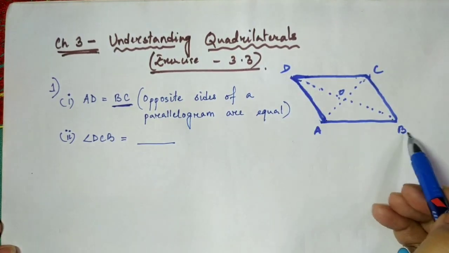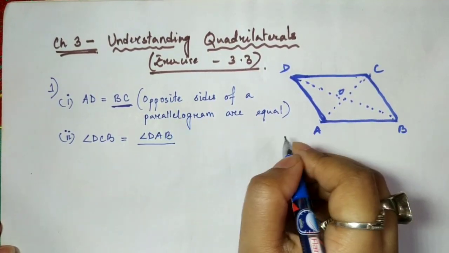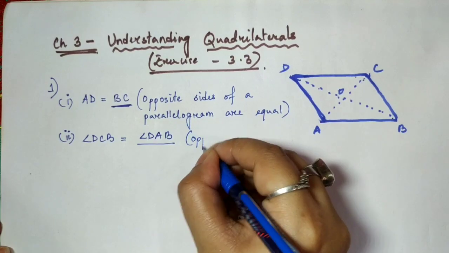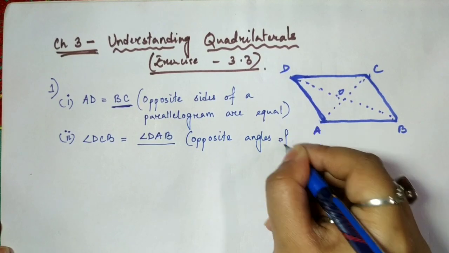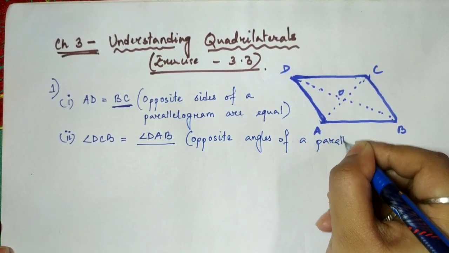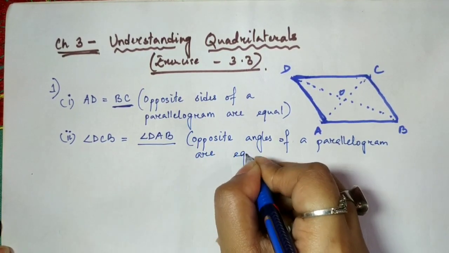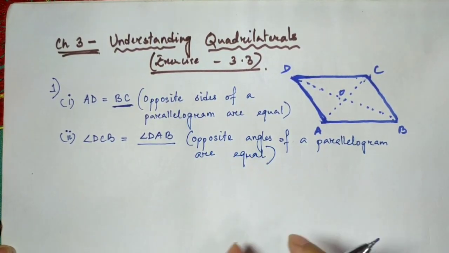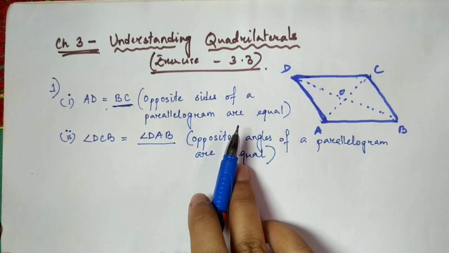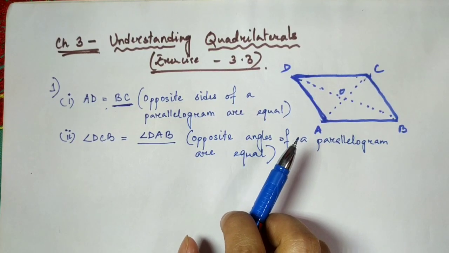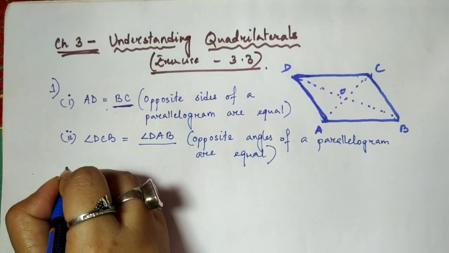Now if DCB is given, that will be equal to what angle? You can say DAB or BAD. You can write any of them. Let's write angle DAB. And what is the property here? Opposite angles of a parallelogram are equal. So this is what you have to write down. If it is only given to fill up the blanks, then you will only write this. But if it is mentioned in the question that you have to write along with the statement the definition or property, then you must write down the condition under which they are equal.